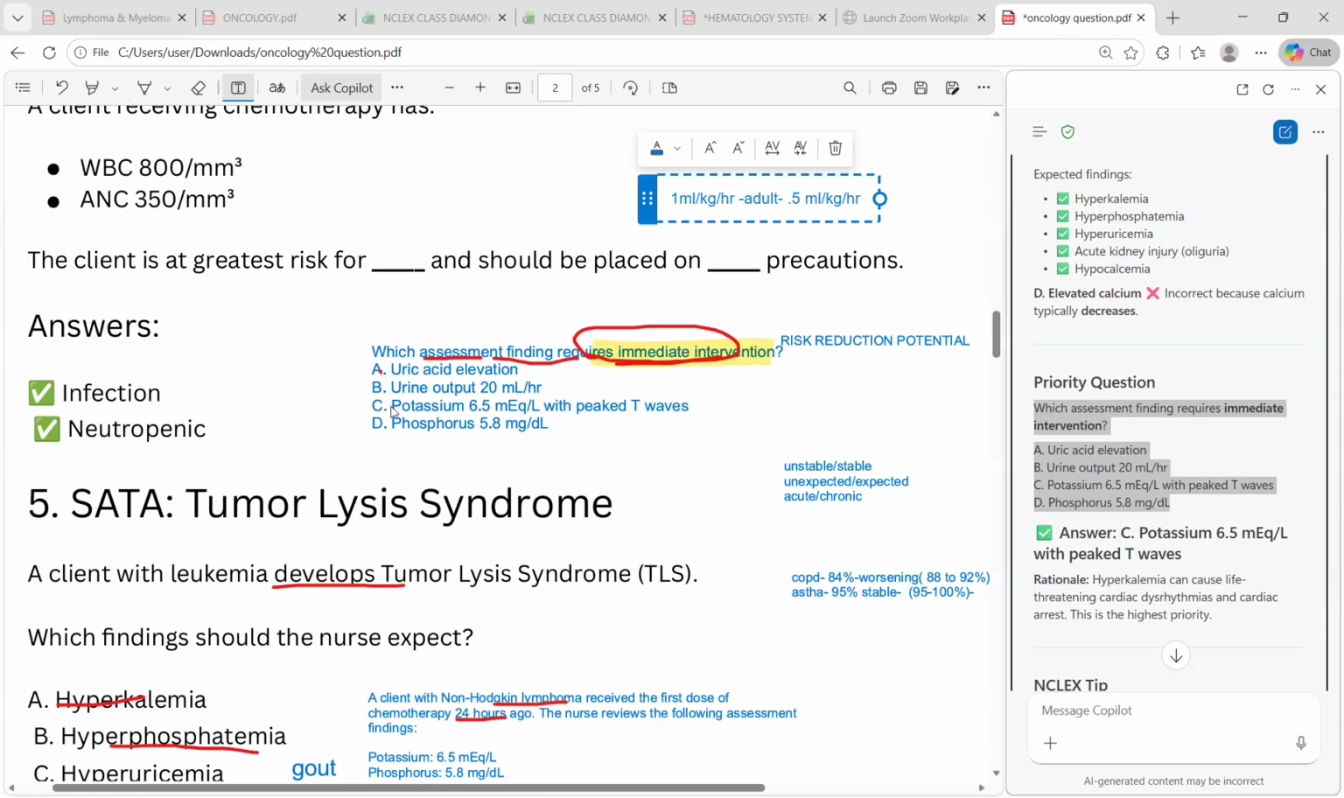So urine output 20 ml per hour also needs attention, and we could choose it, but comparing with the uric acid elevation, option B is mostly the correct answer. We have already eliminated option A. We have some confusion with option B, but we can check the other option. Potassium 6.5 mEq per liter with peaked T wave. We know the normal potassium level. How much is it?